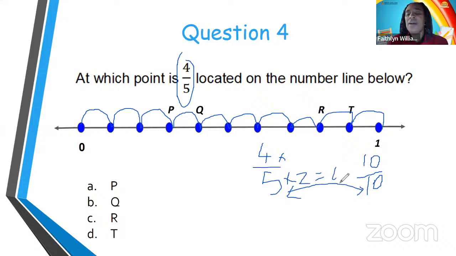So I'm writing it here, and we're to do the same thing to our numerator. Whatever you do to the denominator, you do the same thing to the numerator once you are finding equivalent fractions. And so 4 multiplied by 2 now gives us 8. But this is telling me that 8/10, which is 8 out of the 10 intervals, would be my 4/5. That's 1, 2, 3, 4, 5, 6, 7, 8, which would now land me right at R.